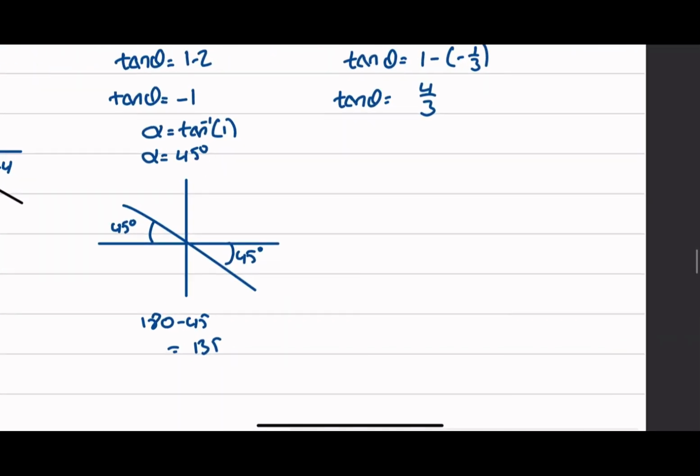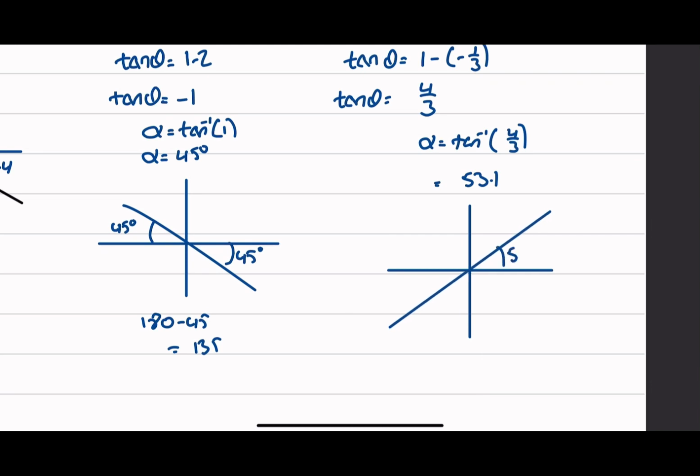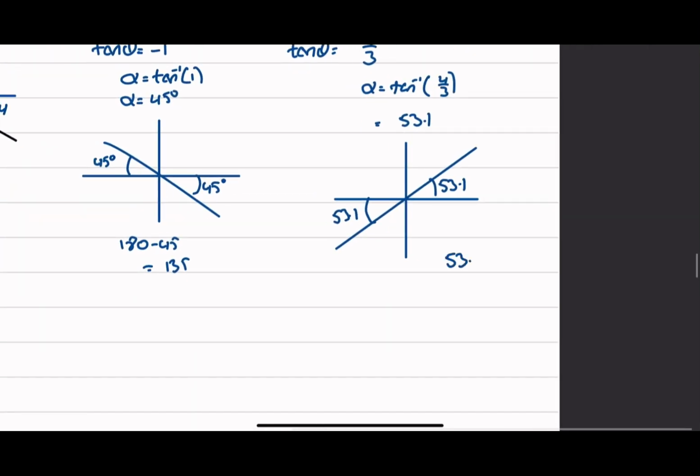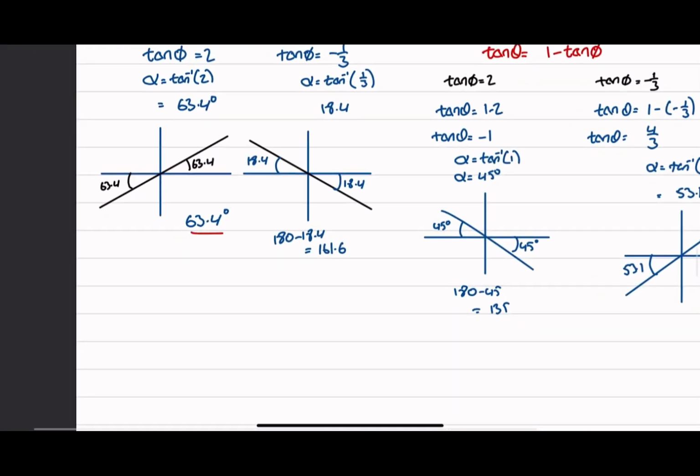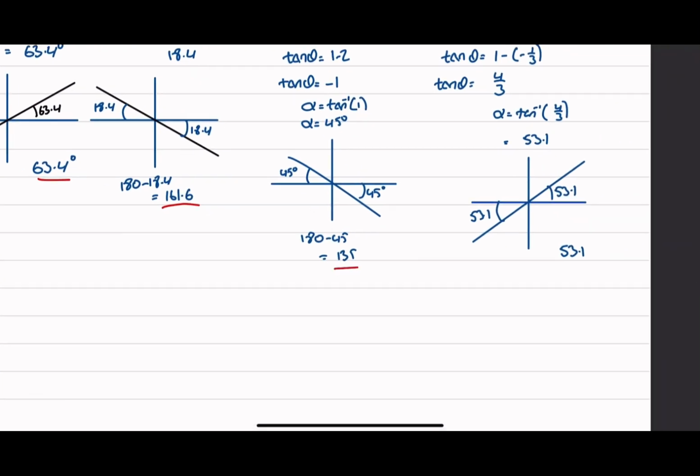And the last answer, alpha, will be tan inverse of 4 over 3, which is 53.1. Since it's positive, my answer will lie in the first and third quadrants. The other solution goes beyond my range, since it's greater than 180. So the only answer will be 53.1. So my 4 answers for this system of simultaneous equations are 63.4, 161.6, 135 and 53.1.